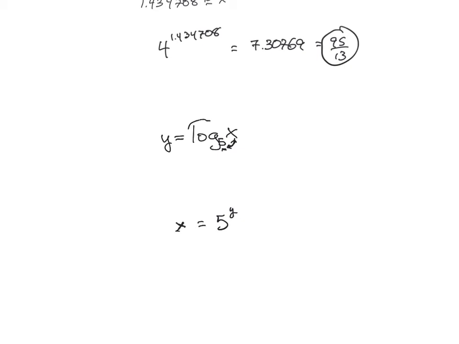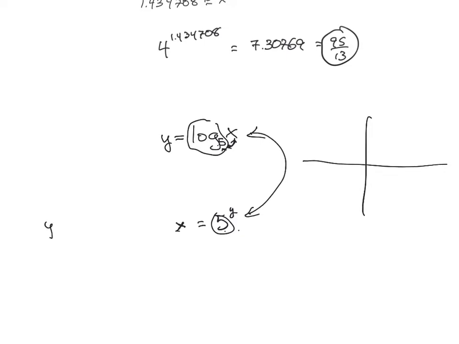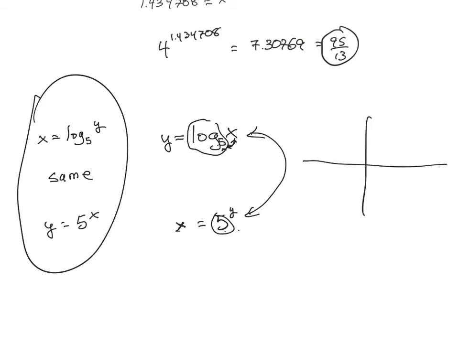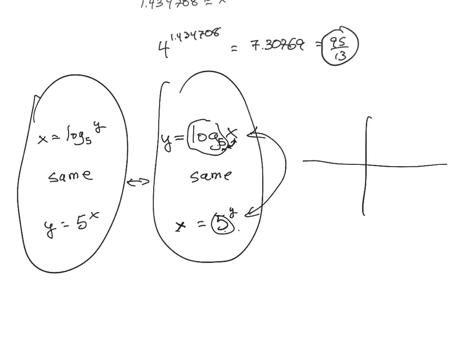So when you change it from the log to the exponent, these are the exact same equation. If you were to graph these two things, it would give you the exact same graph. They're not inverses of each other. These are actually the same as each other. The inverse of each of these would be y equals 5 to the x, and x equals the log base 5 of y. So these are the same, and these are the same, and they are inverses of each other. Okay, so y equals 5 to the x looks like this.